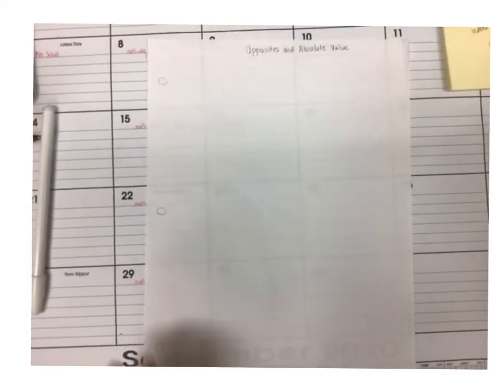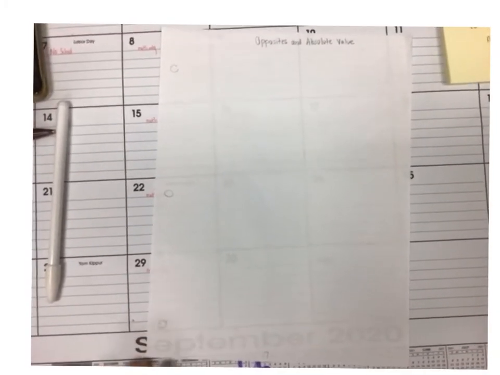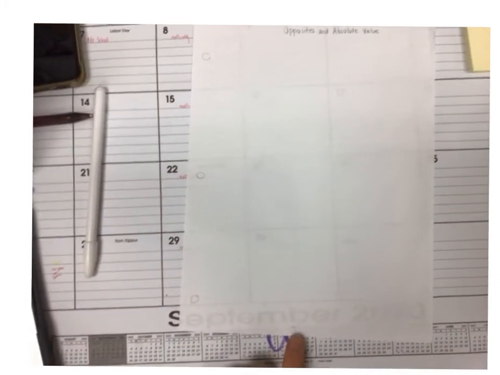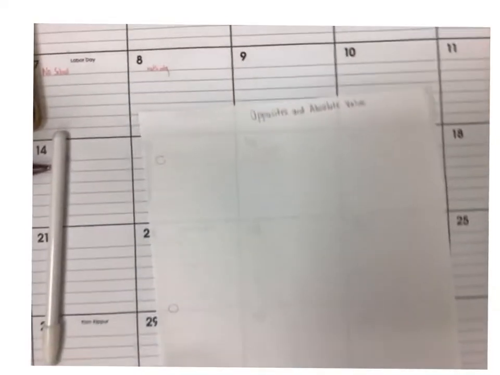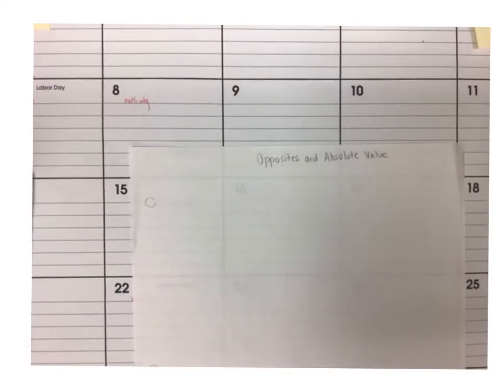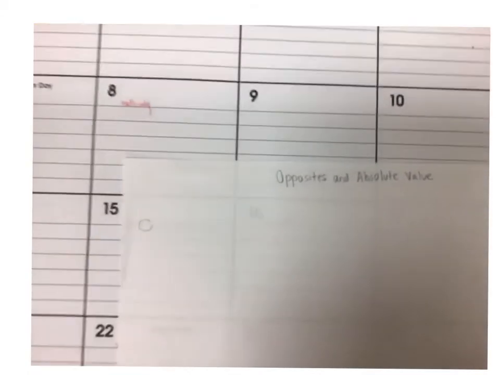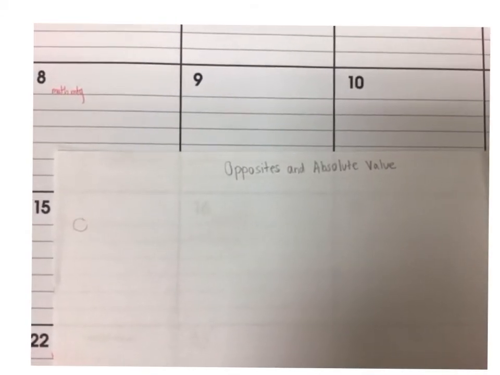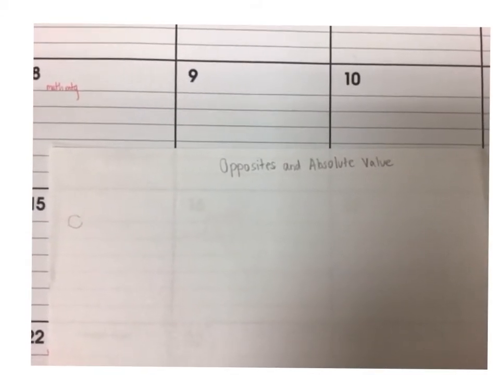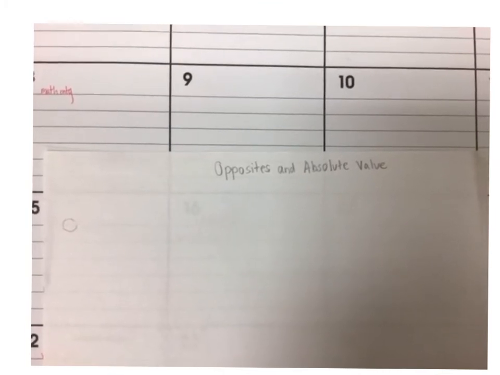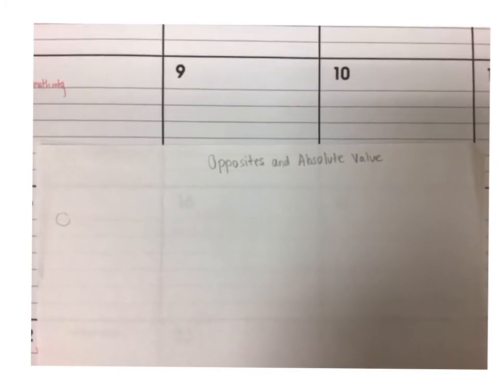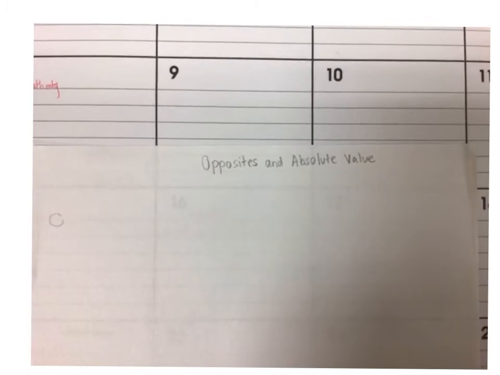All right, ladies and gents, we're going to begin by doing our interactive binder page to get started with our lesson. So on page 7 in your interactive binder, you are going to write the words opposites and absolute value at the top. So on page 7, opposites and absolute value. Once you've done that, pause as you need to.